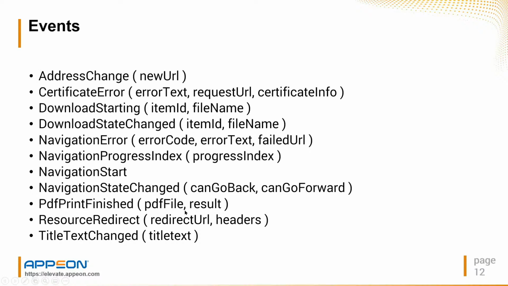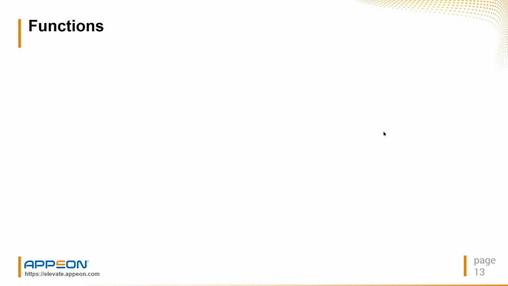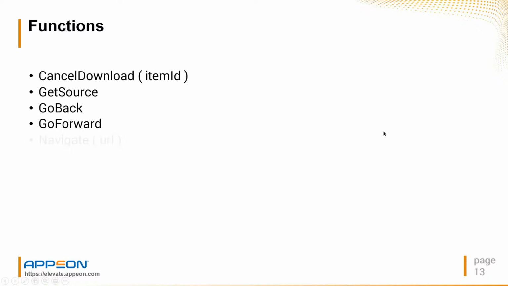PDF print finished. If you're printing to a PDF file, that's the event that fires with the results. Resource redirected, just to let you know that there was a resource redirect. And when the title of the page changes, there's an event that fires for that. In the demo I'm going to show you, I have a little status window off to the right, and I capture all these events and put that status information in the status window on the side, so you can see what kind of information you're getting out of all these different events. There's a number of functions you can call in the control.